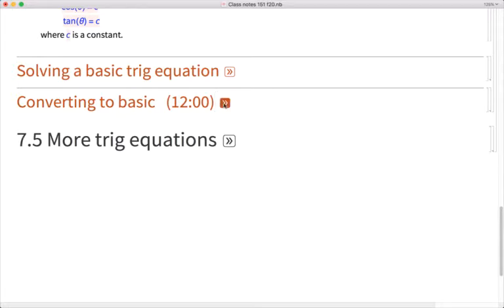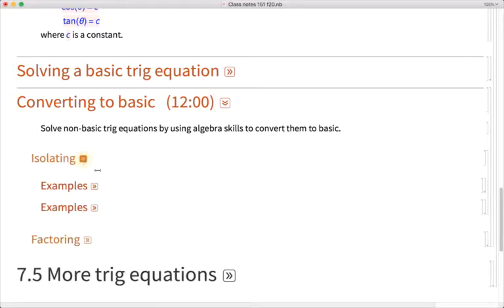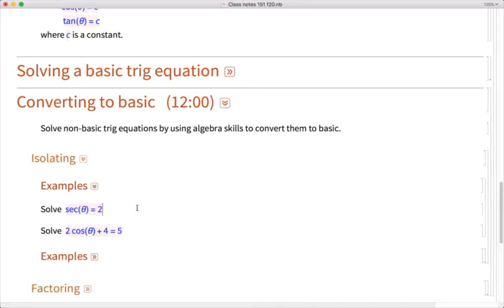So those are the basic equations, and then the question is, how do we try to solve more complicated equations? What we're going to do is use some algebra skills to convert the more complicated equation into a basic equation. So the first idea is simply trying to isolate the trig function. A basic equation has the trig function all by itself on the left-hand side. So just a couple of examples here.